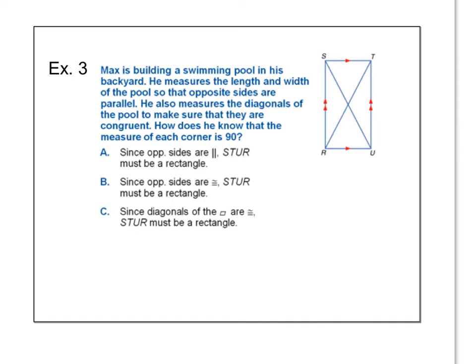So what actually makes it a rectangle? Well, just because opposite sides are parallel does not mean it's a rectangle. That could be any kind of parallelogram. Just because opposite sides are congruent, again, that could be just any old parallelogram leaning. It does not mean that it's a rectangle. But part C, if the diagonals are congruent, if this diagonal from R to S is the same as this diagonal from S to U, then yes, it has to be a rectangle.